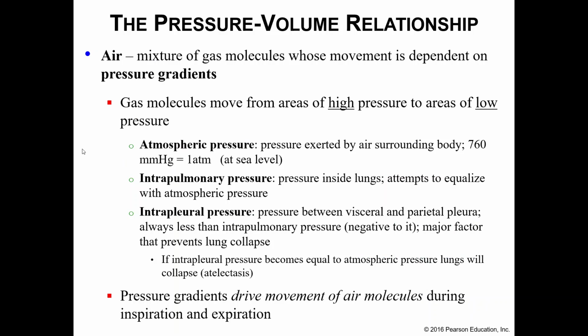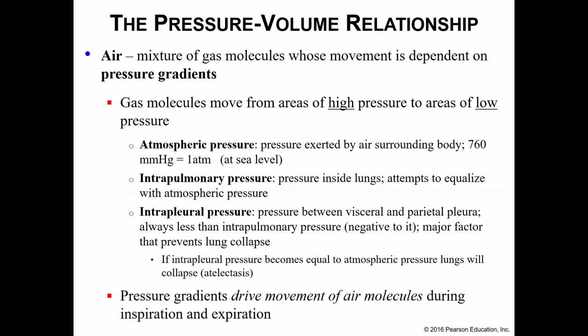Now, the air that we breathe, it's not just pure oxygen. The air that we breathe is actually a mixture of several different gases. The one we care about is oxygen, but that's not the only component of the air we breathe. In fact, it's not even the main component. But the air as a mixture, the movement of the air is dependent on pressure gradients. You are super familiar with the idea of substances moving from a high concentration to a low concentration. So this idea should be somewhat familiar to you. In this case, gases are going to move from an area of high pressure to low pressure. We're going to go from high to low still.